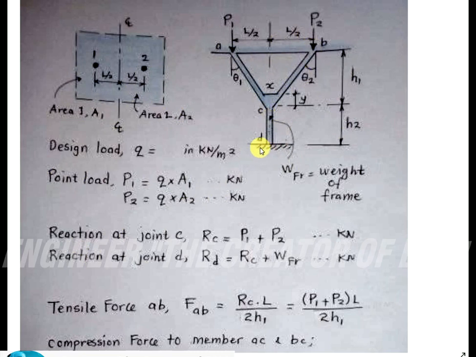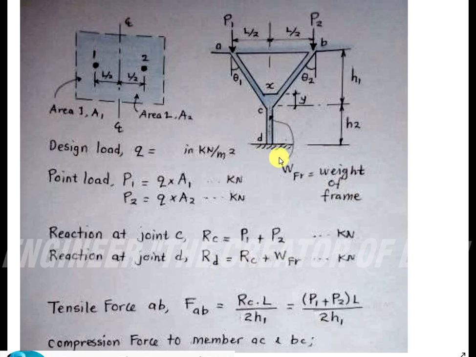C, transferring to D. So we have to find the reaction at C. How much load? That will be P1 and P2. We have to add them together, and we can get the reaction at the joint C. Then we have to find the reaction at D, because after the reaction at C, the load is transferred to RD. So RC plus weight of the frame.